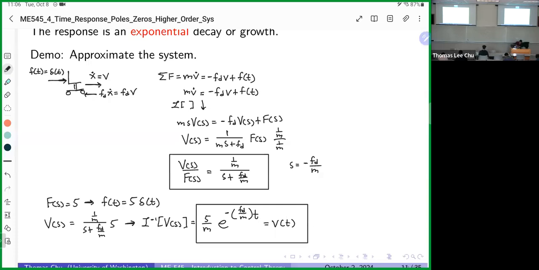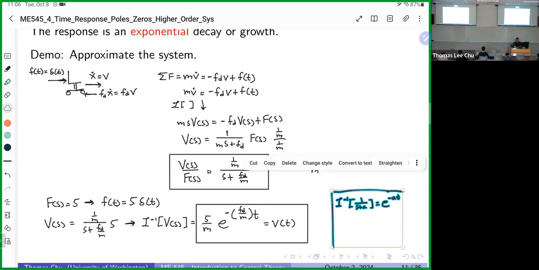Just a little side note on where I got that. When you take the inverse Laplace transform of 1 over s plus a, you get e to the minus a t. So that's where I got that property from. Any questions?